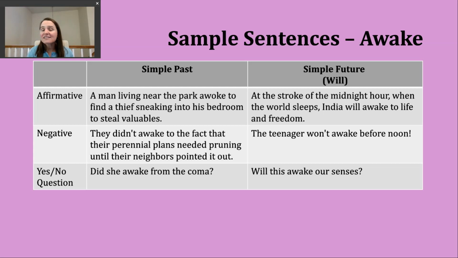Finally, if I want to ask a yes or no question in the simple future, my structure is to start with will. Right? Then I'm going to have my subject, then the base verb. An example here, will this awake our senses? Right? Maybe it's a new product, a new thing that's being marketed and targeted for us.